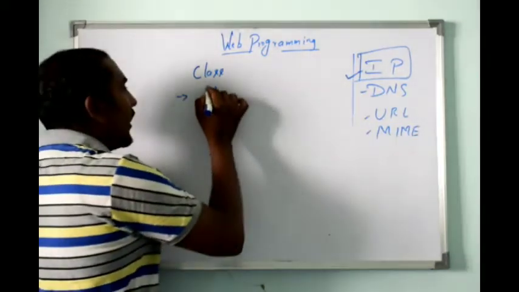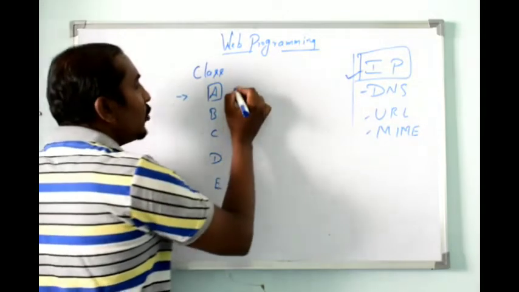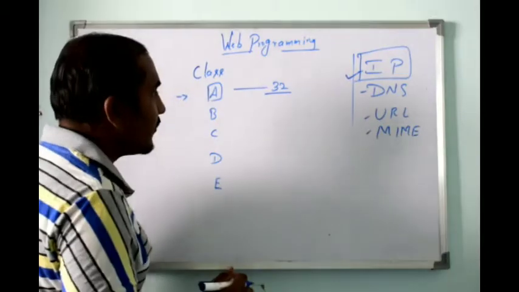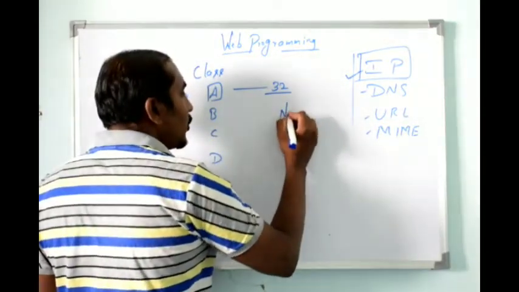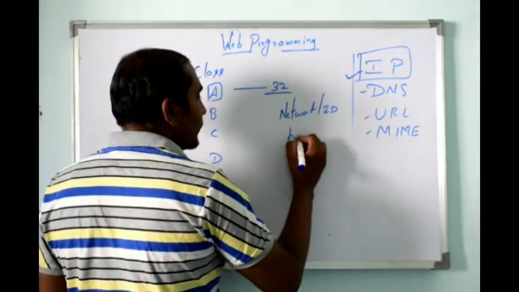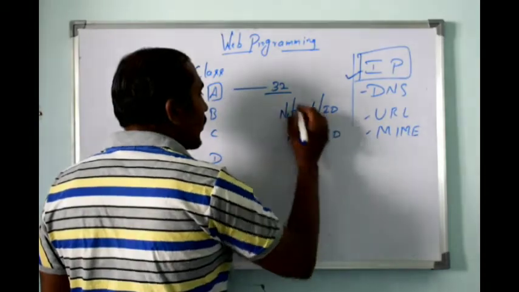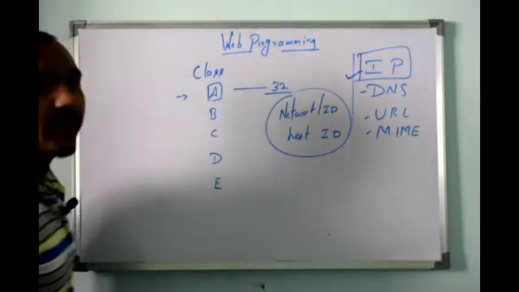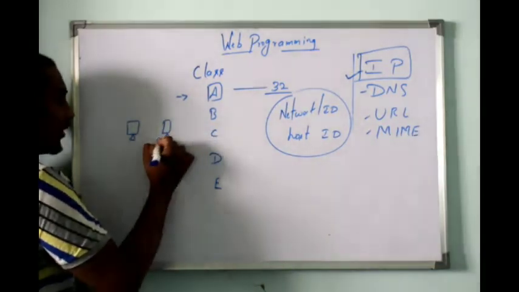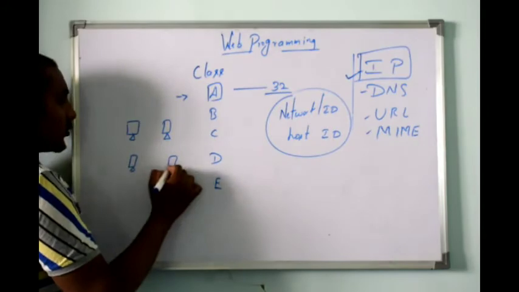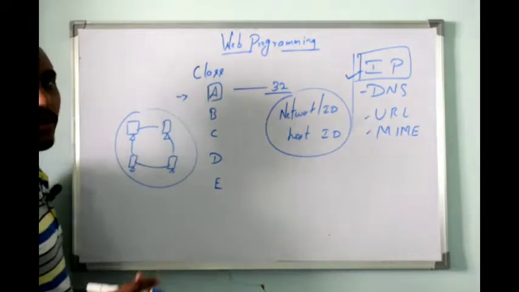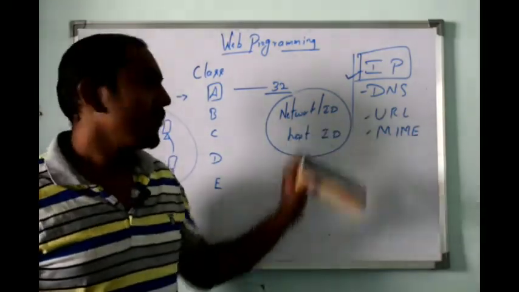When you construct a class A, as I told you, if you have an IP address of 32 bits, in that 32 bits we are going to divide something called network ID as well as host ID. What is network ID and what is host ID? If I connect some set of devices, like any 4 devices together, it will form one network. As I told you, if you connect one device with the other device, it will form a network.